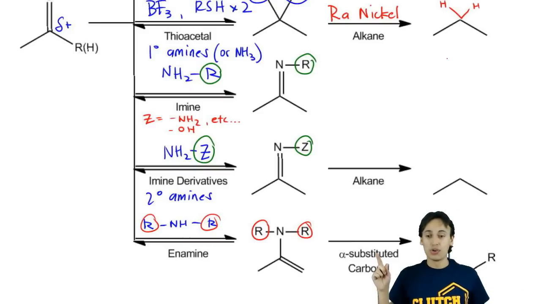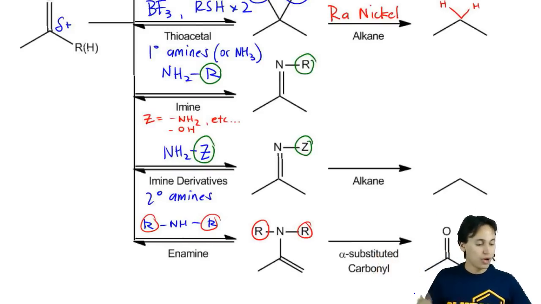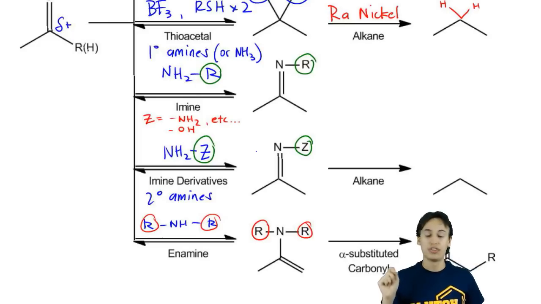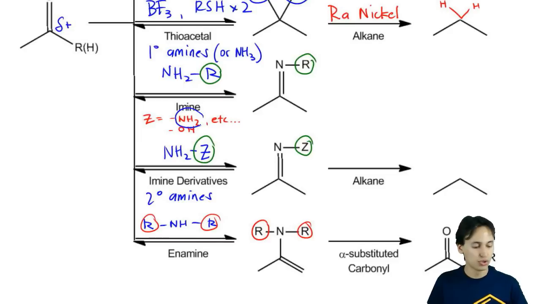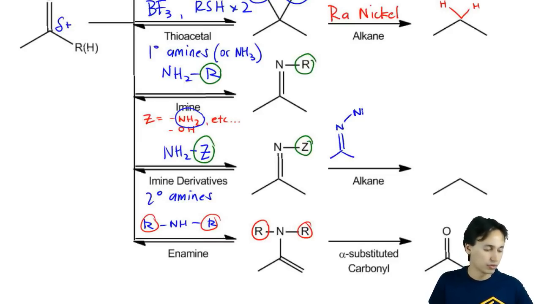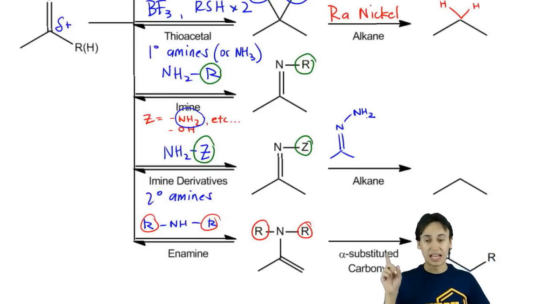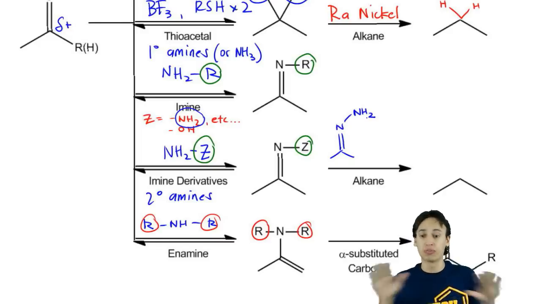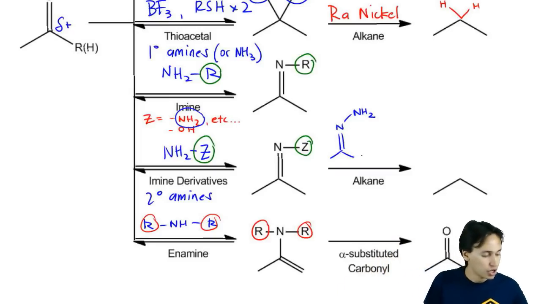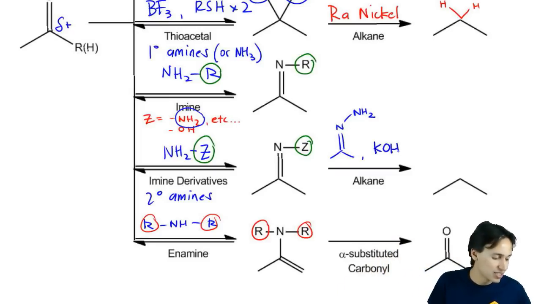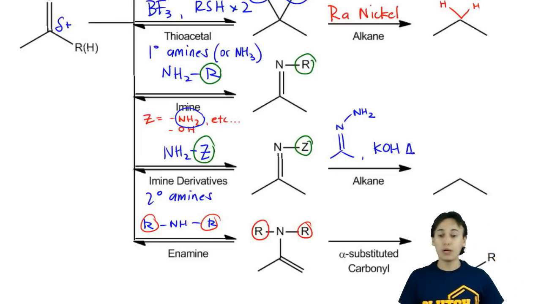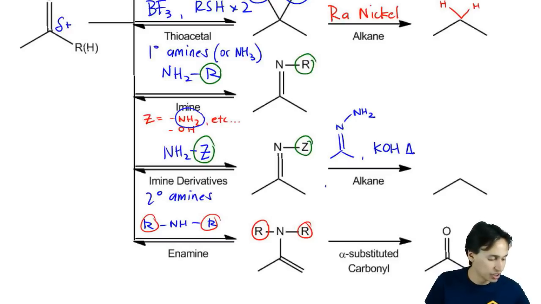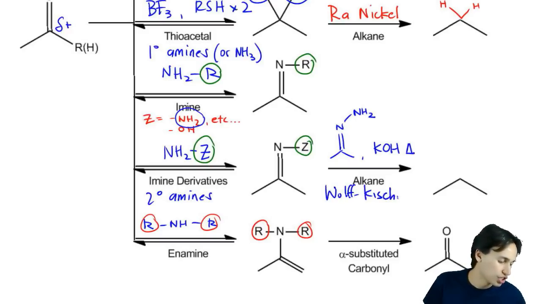Imine derivatives. It turns out that with imine derivatives, specifically if I were to use the NH2Z, if I were to have this derivative, more on that later, that's called a hydrazone. We'll talk specifically about that later. Remember, this is just the overview. But when you react a hydrazone with a strong base and heat, you get what's called a Wolff-Kishner reduction.